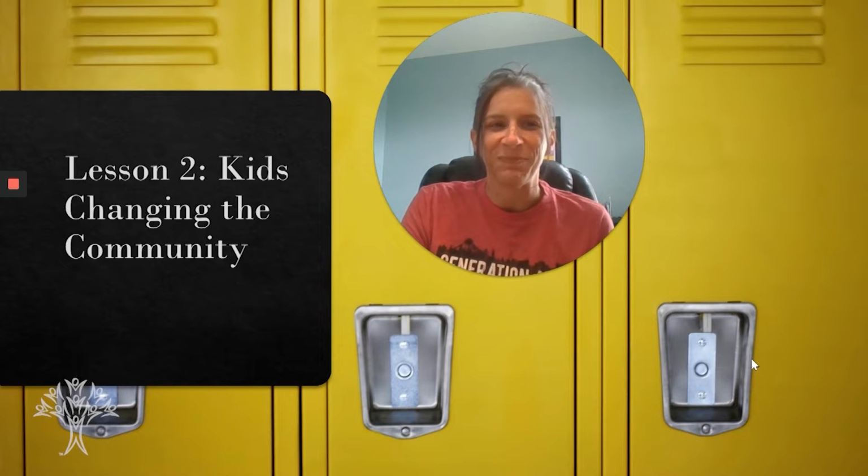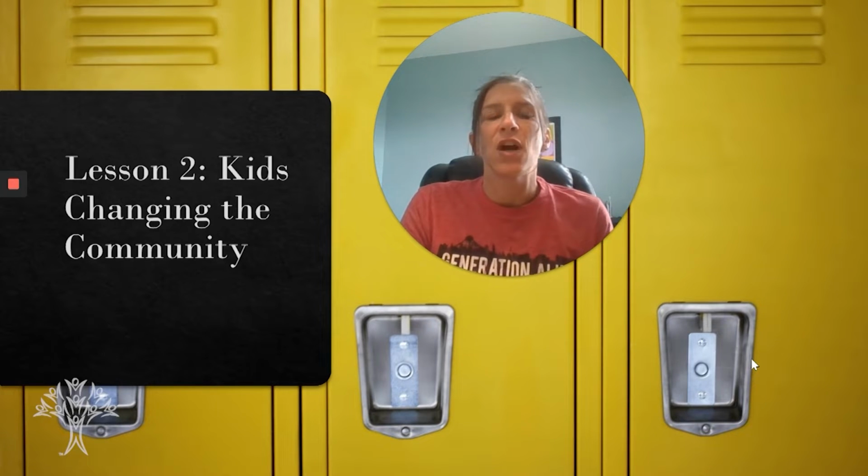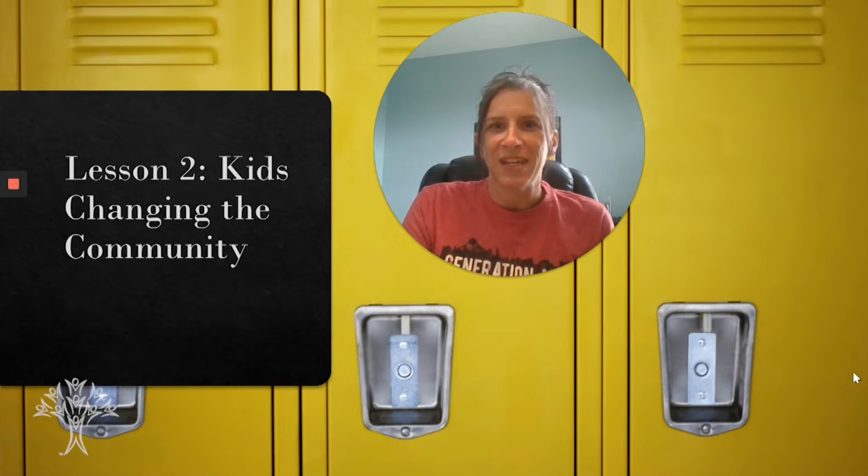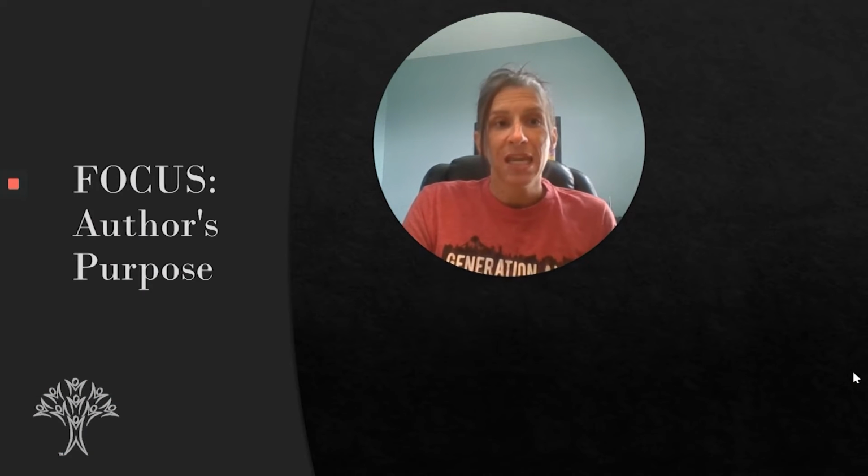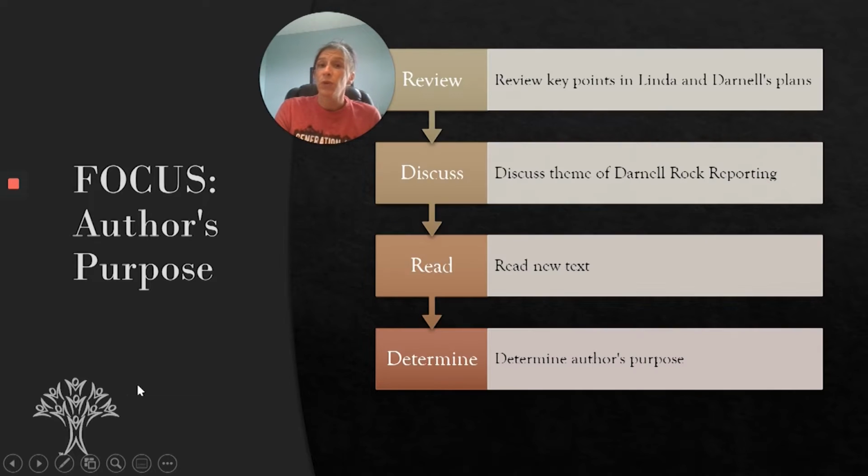Okay, let's get started. Today's lesson is called Kids Changing the Community. Our focus today is going to be author's purpose. We'll take a look at our schedule and then we'll get moving on. First we're going to review key points in Linda and Darnell's plans that we read about last time. We're going to discuss the theme of Darnell Rock Reporting. We have a new text to take a look at, and then we'll determine the author's purpose of that text.